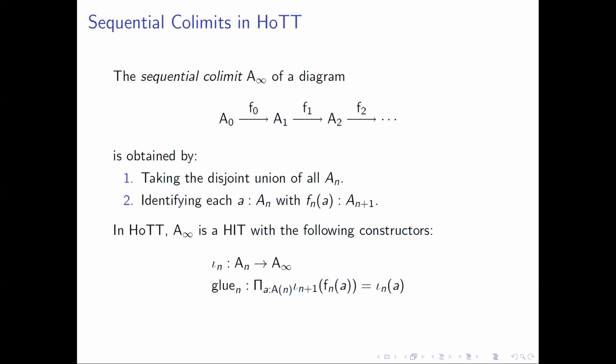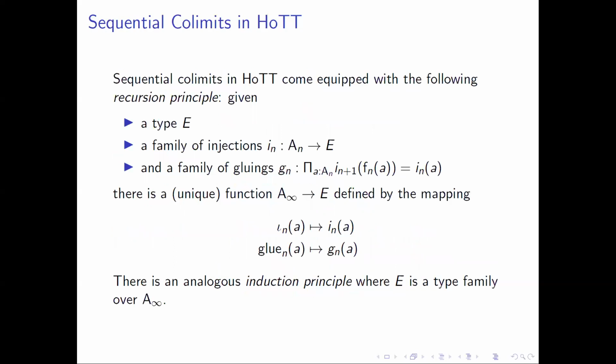So as the name suggests, there is an associated induction principle, and here on the slide we explain the easier version of the induction principle, the recursion principle, which says that if we have a type E and an associated family of injections into this type and a similar family of gluings, so E is endowed with enough structure to itself look like a sequential colimit, also known as a cocone, then we have a unique function.